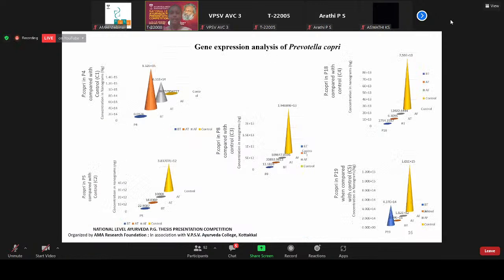Now, moving on to the gene expression analysis of Prevotella copri, all the 5 patients were compared with the 5 controls of same age as well as similar lifestyle and diet pattern, and it was compared with the 3 experimental values of each of the patients. For example, in the first patient, P4, before treatment it was 0.14 nanogram, and after treatment it has raised to 1.3 into 10 raised to 15 nanogram, and after follow-up it was 6.3 into 10 raised to 14. Even though there is a minimal increase, the value of Prevotella copri has been raised in the form of exponential. Similarly, all the other patients' controls have already been in abundance.